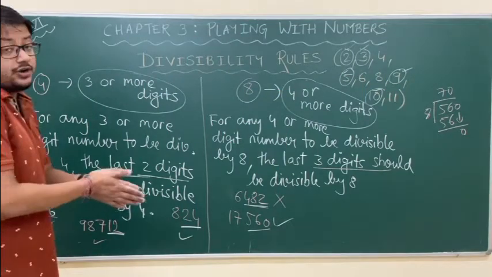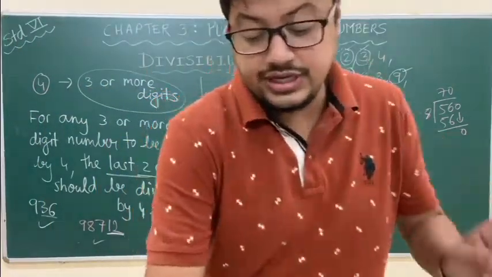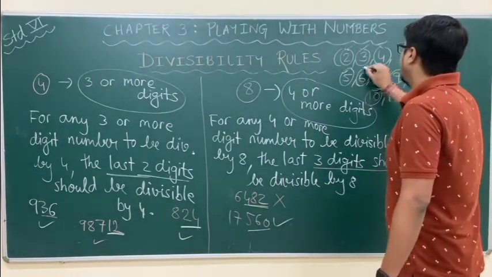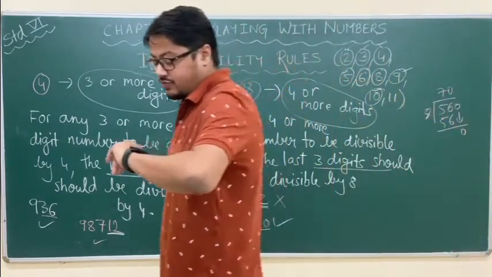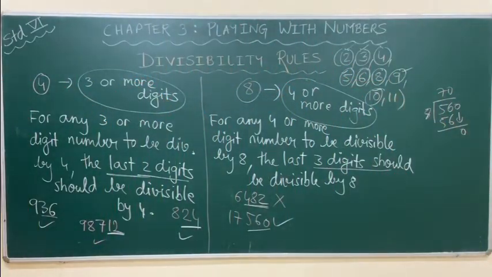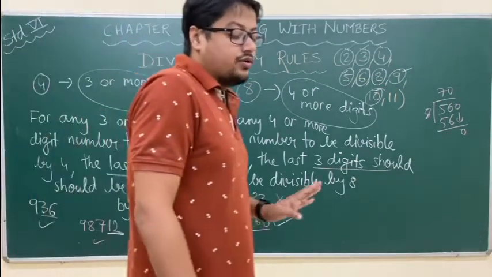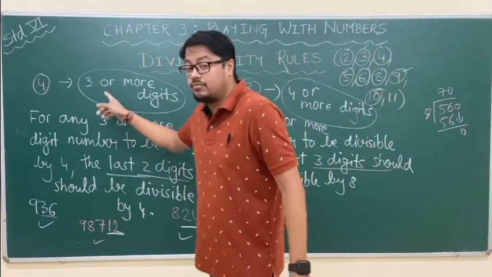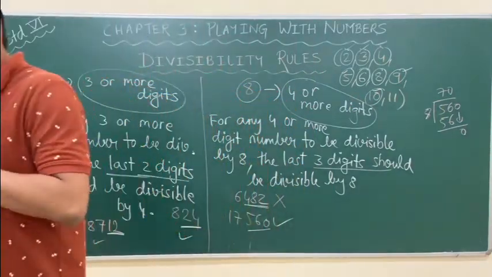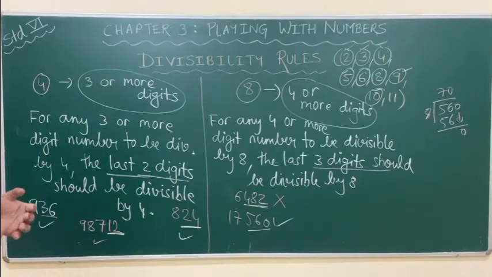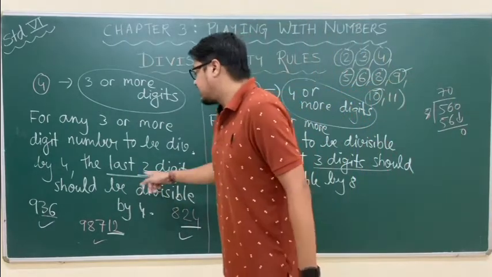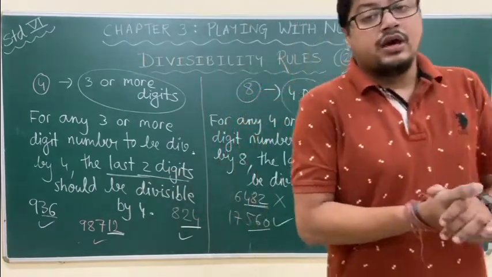So students, in this video we saw the divisibility tests of 3 numbers. Which are those numbers? 4, 8 and 6. What was the divisibility test for 6? Any number should be divisible by both 2 and 3, then only it is divisible by 6. What was the divisibility test for 4 and 8? Any number should be a 3 or more digit number. So the divisibility test of 4 starts with a 3 digit number. Any 3 or more digit number is said to be divisible by 4 only when its last 2 digits are divisible by 4. For 8 it is different.